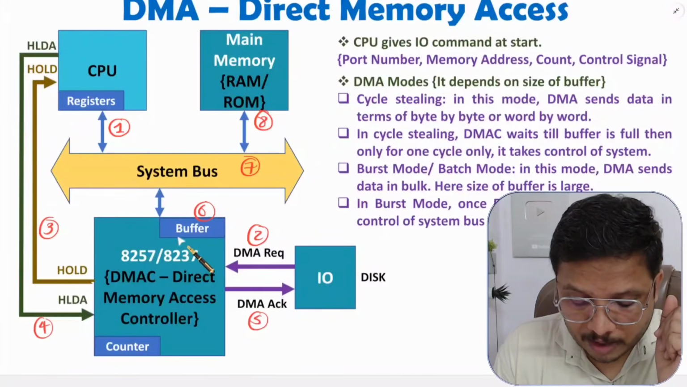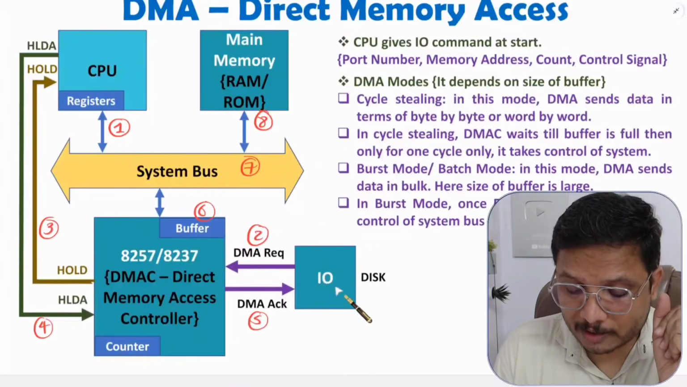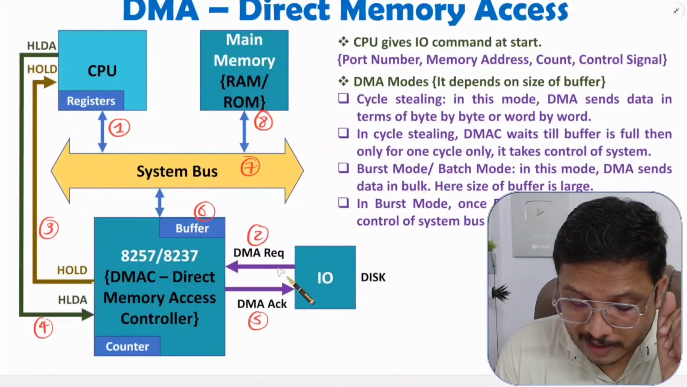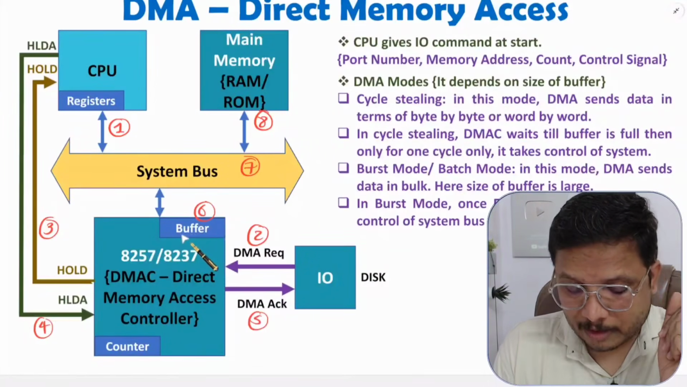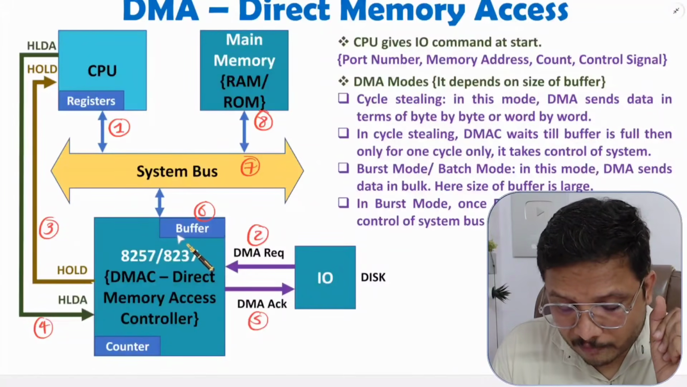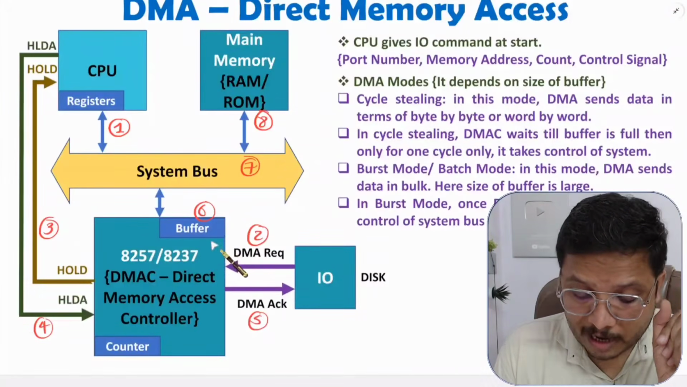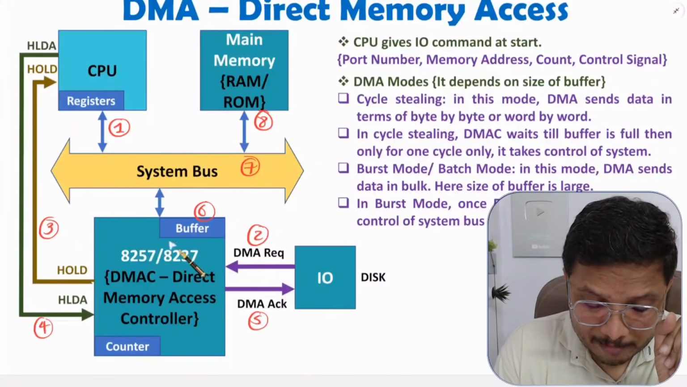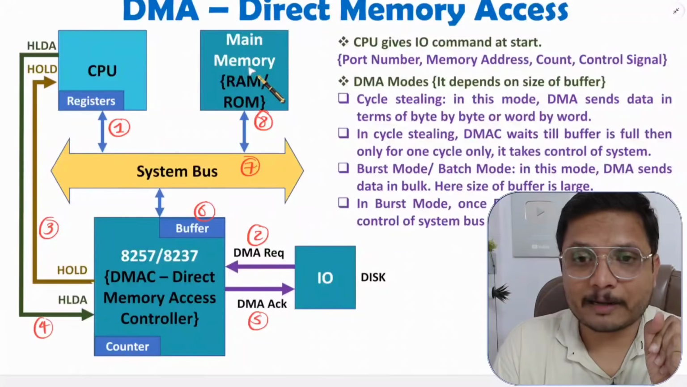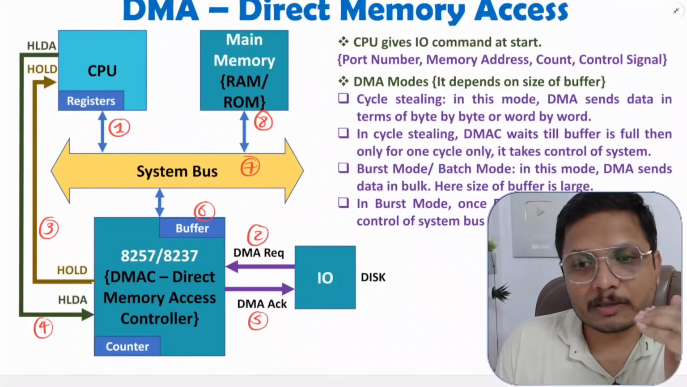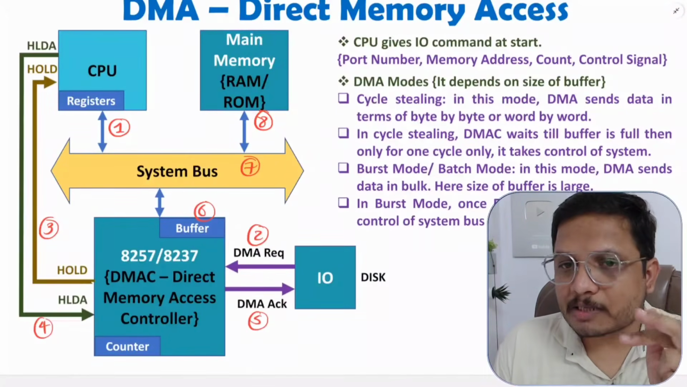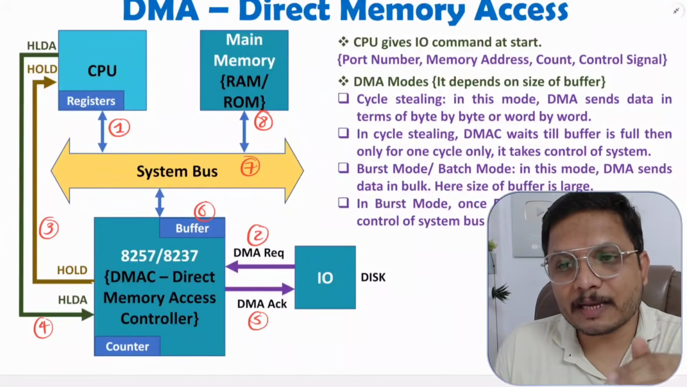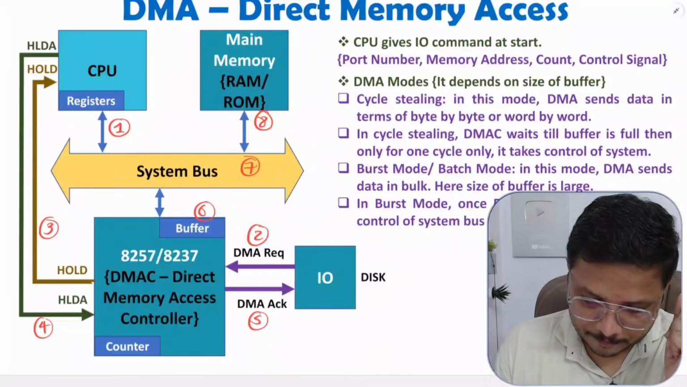For example, if the buffer size is 100 bytes, then first this disk will transfer data inside the buffer. It will fill the complete buffer with 100 bytes first. After that, in bulk, data will be transferred by direct memory access to main memory, right? So that is how things are happening in burst mode, batch mode, or you can say bulk mode, right?